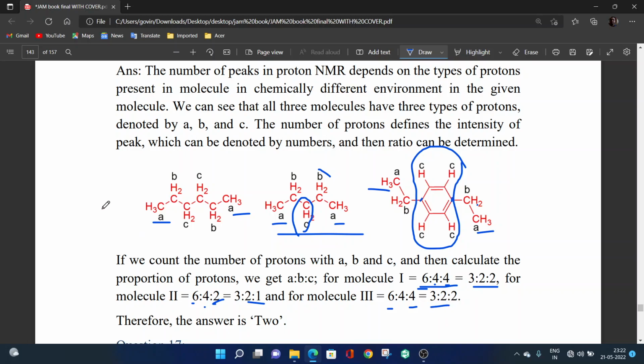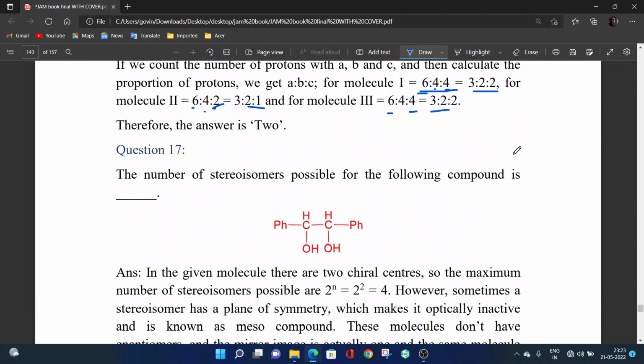So molecule 1 and molecule 3 have 3 sets of protons in the ratio 3 is to 2 is to 2. So the answer is 2. Moving on to the next question. The question says the number of stereoisomers possible for the following compound is.